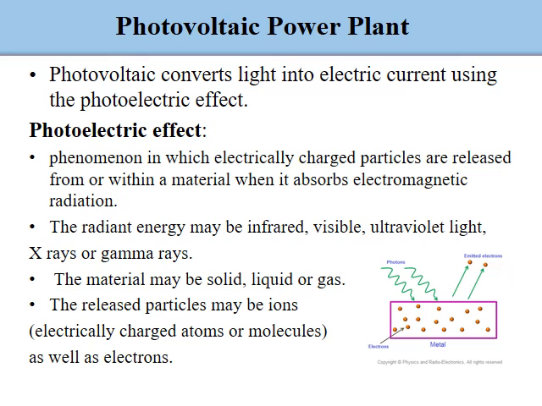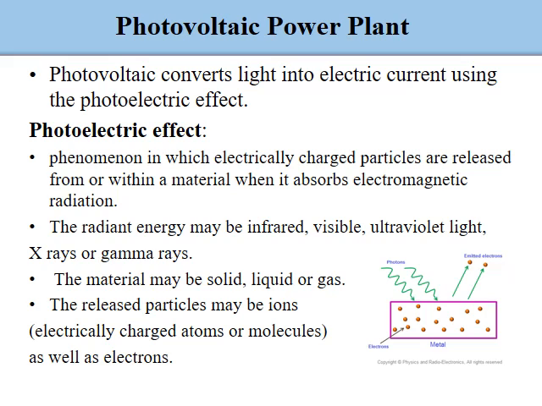Photovoltaic power plant. Photovoltaic converts light into electric current using the photoelectric effect. And basically photoelectric effect is a phenomenon in which electrically charged particles are released from or within a material when it absorbs electromagnetic radiations. You can see in this figure this is a metal, and when light strikes on this metal, electrons are released. This is basically a photoelectric effect.